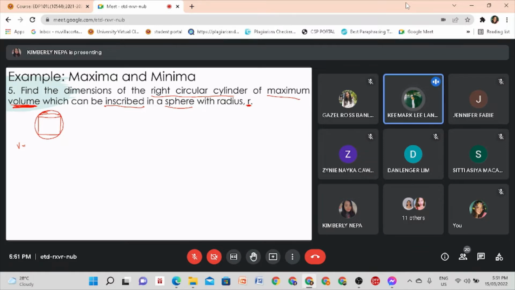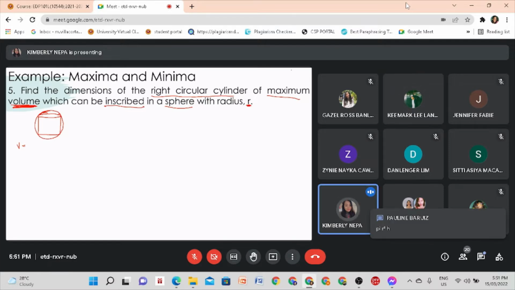Pi r squared height po, ma'am. Pi r squared height. Okay. So, it says here that it can be inscribed in a sphere with radius r. So, naandoy radius ang sphere, which is r. So, if this is our sphere, nado tayo radius r. And let's say our radius is in this side. Okay, this is our radius.